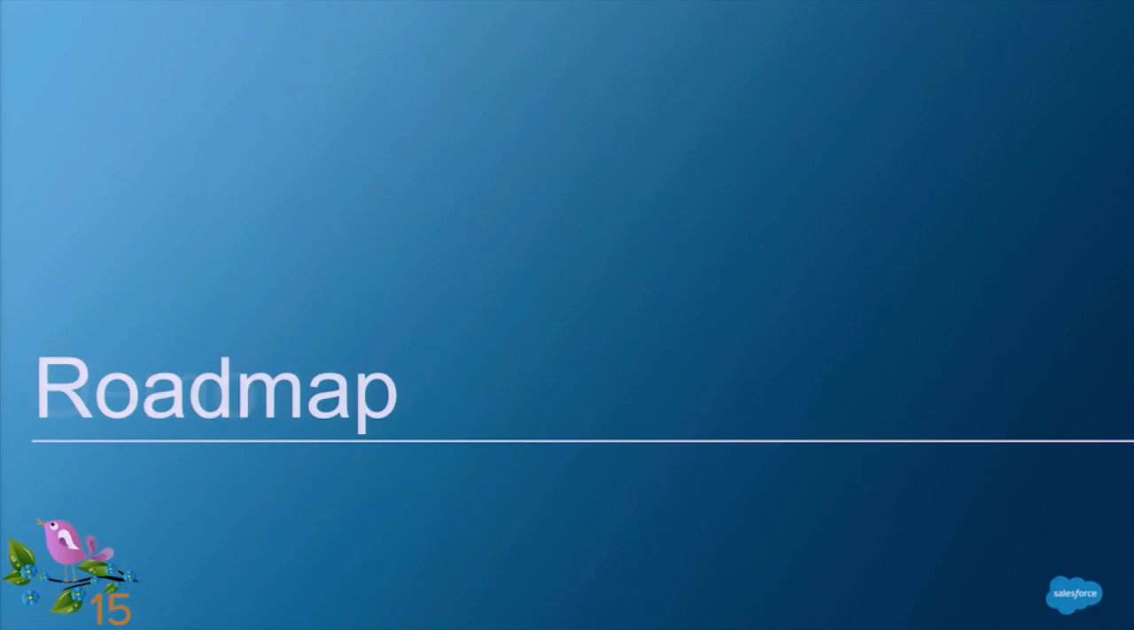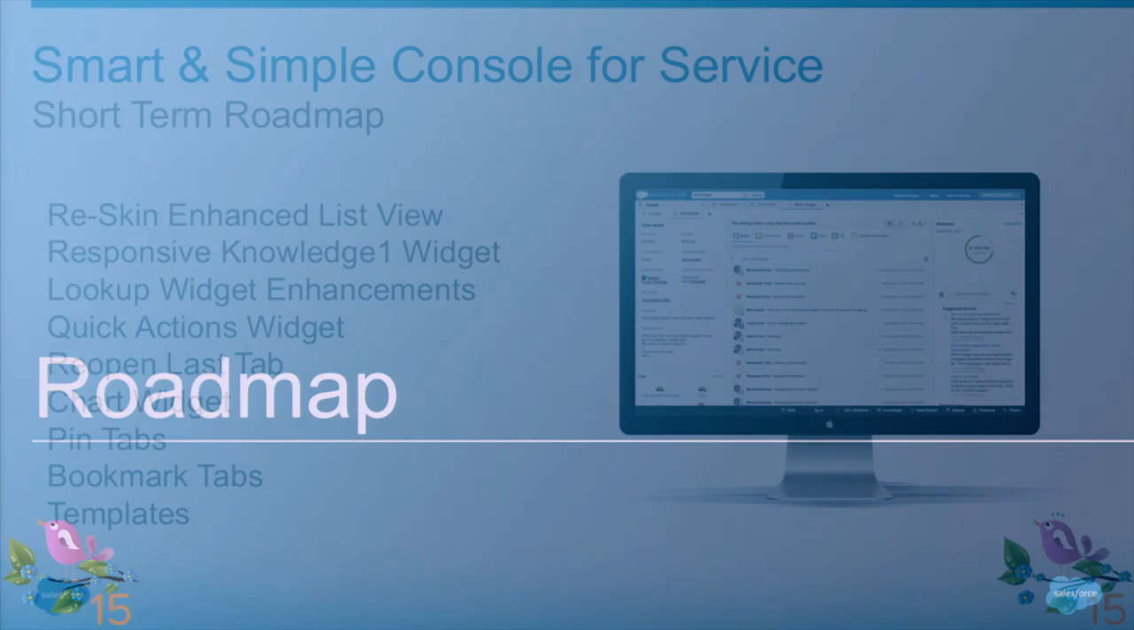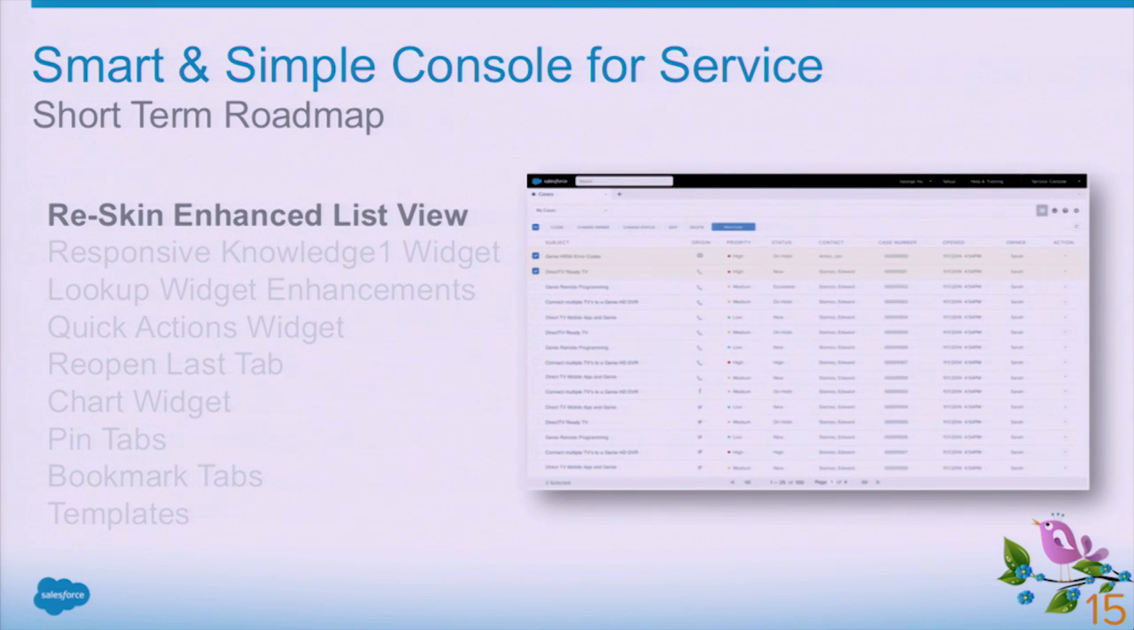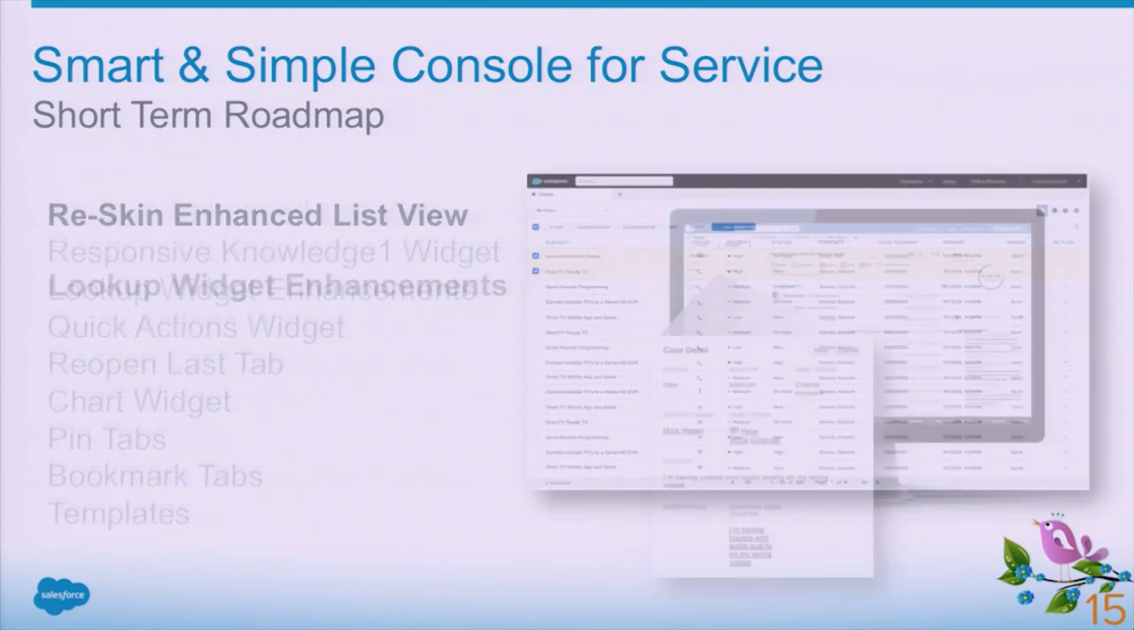And what I'm going to do is talk a little bit about a roadmap within the console. So this is a short or medium-term roadmap. These are features that we expect to deliver, safe harbor, coming hopefully in the summer and the winter releases in 2015. First off, we're planning to reskin or restyle the standard enhanced list view that I was just showing, the original. This will be more modern. It'll be responsive in case you do a pinned list view.